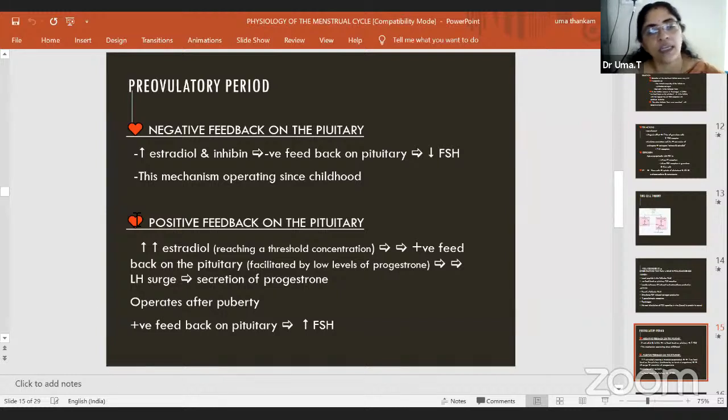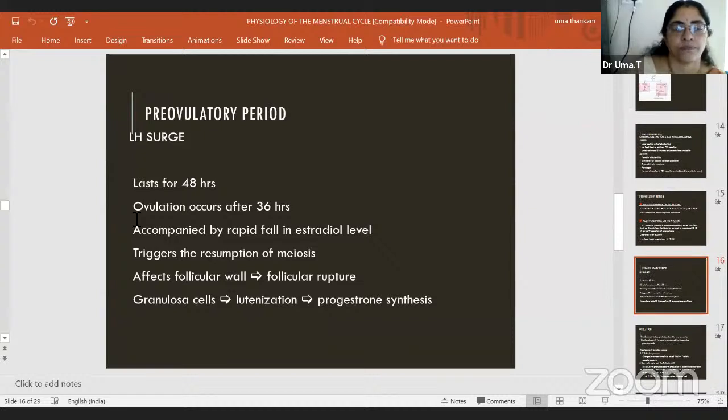Again, estrogen in the initial stage. Now, what happens is that just before ovulation, up to a particular level, rising estrogen causes an inhibitory effect. But at a particular stage, the increased estradiol reaches a threshold concentration and causes a positive feedback on the pituitary. This positive feedback is facilitated by low levels of progesterone as well, and it causes the LH surge. And this LH surge causes secretion of progesterone. And this operates after puberty.